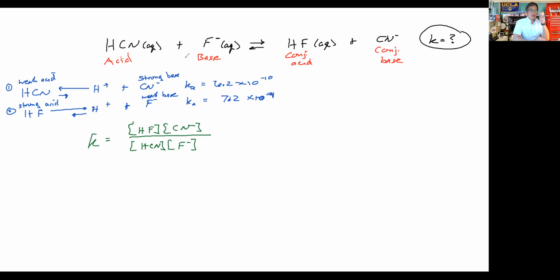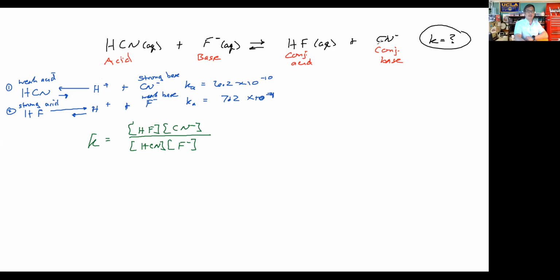So understand, as a weak acid, hydrocyanic acid does not want to dissociate. It doesn't want to give up its hydrogen ion. It's reluctant to donate its hydrogen ion. As a weak base, the fluoride ion doesn't want to take a hydrogen ion. So when these two are paired up here, they don't want to exchange the hydrogen ion. Whereas with these two, HF, hydrofluoric acid, is a strong acid. It wants to donate. It wants to give up its hydrogen ion.